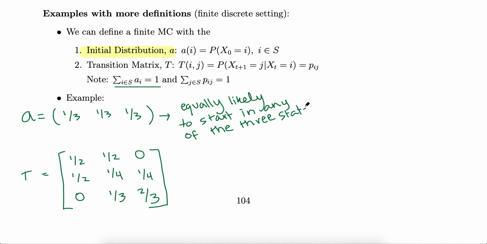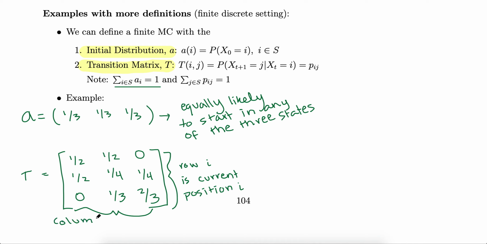The second piece required to define a particular Markov chain is our transition matrix. So this is our matrix that gives the rule, those stationary probabilities, for going from one state to the next. So here's our matrix T for an example. And in this notation, the rows represent our current position. So row I is current position I. And then the columns tell us where we're going. So column J says we're moving to position J. Column J is our next step, where we're going to in the next step.